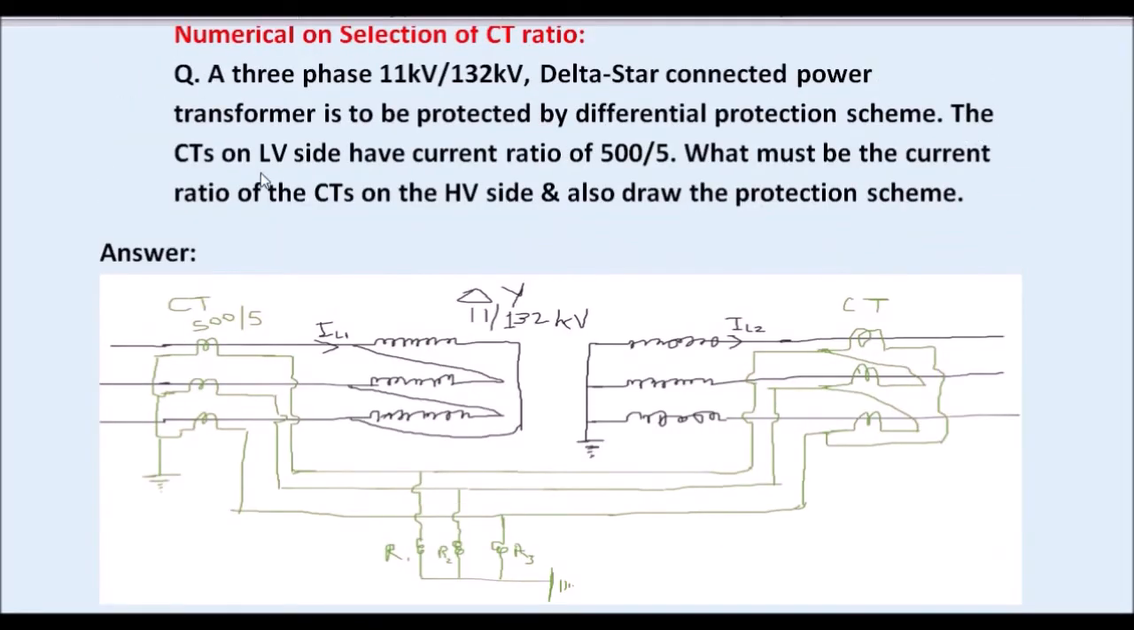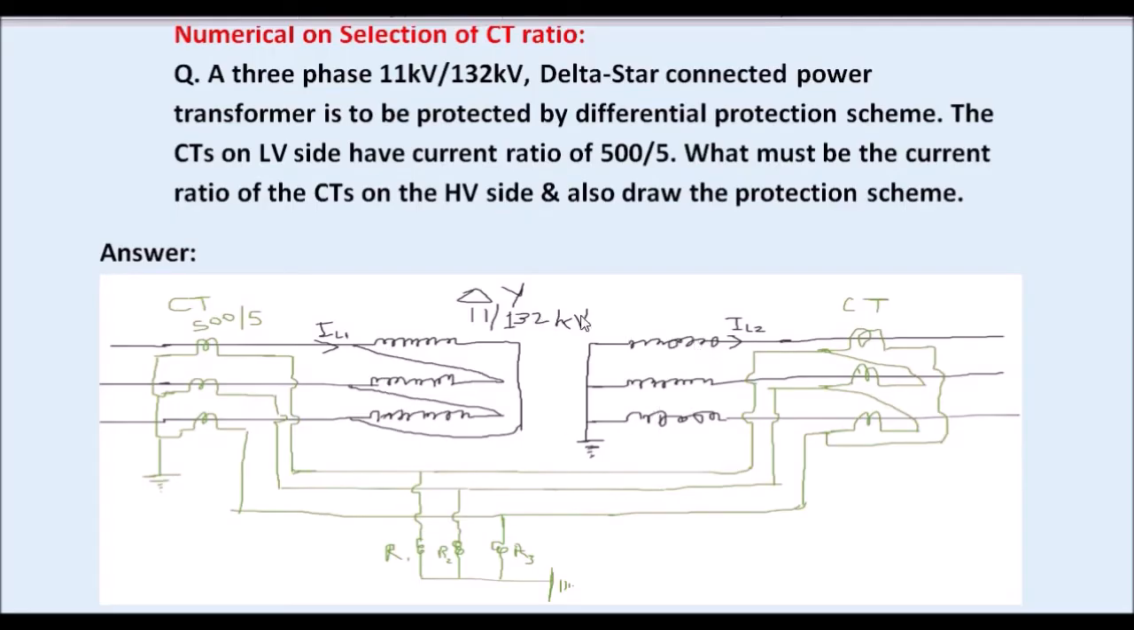Also, the CTs on the low voltage side have a CT ratio of 500 by 5. The low voltage side of this transformer is 11 kV. That is, on the primary side, the CTs have a ratio of 500 by 5.